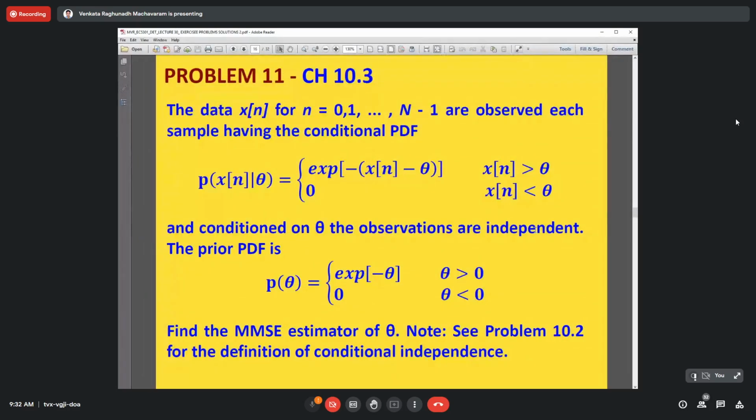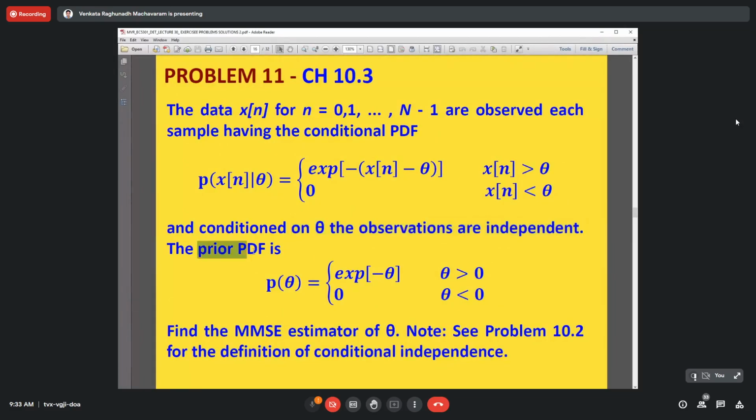Minimum mean squared error estimator. So, one example for each type of estimate. Data are observed, with samples having a conditional PDF. Because it is a minimum mean squared error problem, the conditional PDF is given here: p of xn conditioned on theta. It is a condition on theta, and there is also an a priori PDF. The observations are independent. Exponential of minus xn minus theta. The x0 conditioned on theta is independent of x1 conditioned on theta.